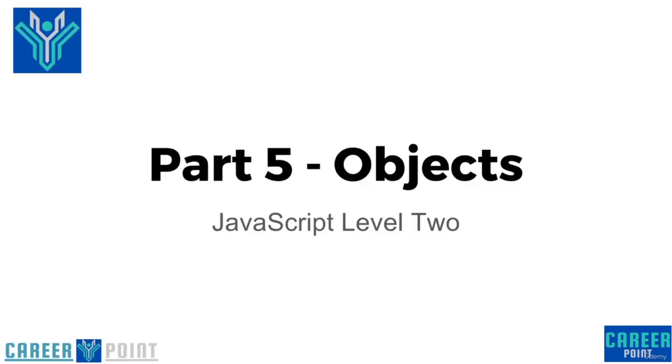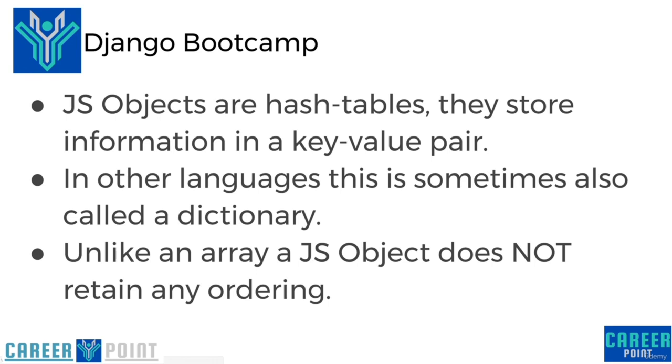Hello, everyone, and welcome back to Part 5, Objects. In this lecture, we're going to be talking about JavaScript objects. And JavaScript objects are essentially hash tables. They store information in a key-value pair. In other programming languages, this is sometimes known as a dictionary. And unlike an array, a JavaScript object will not retain any sort of order.